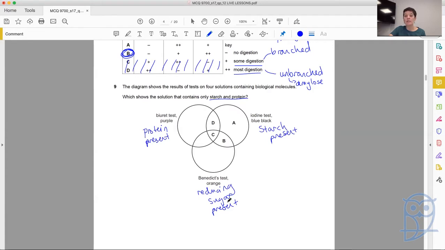But they've told us that it's only starch and protein. So we're going to take out our reducing sugars circle because we don't want them present. So D is in both circles, A is only in the starch. So the answer is D. Starch and protein are present in that solution.